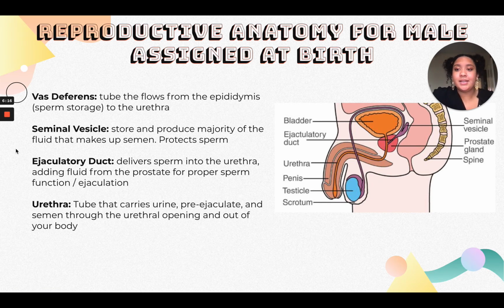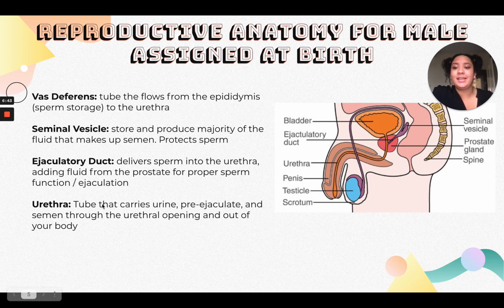And then there is the ejaculatory duct that delivers sperm to the urethra. So it's that duct right here. Okay. It's right next to the vas deferens. And it again adds fluid from the prostate and allows sperm to function the way it needs to function.